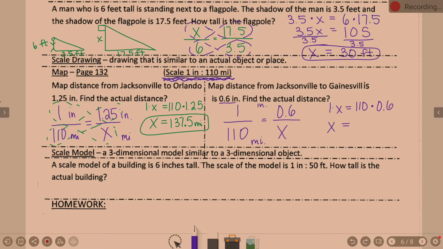110 times 0.6. Do I have to put the 0? No, I got it anyway. 66. Yep, 66. 66 what? Inches. Miles. Since it was on bottom, it's going to be miles. This bottom one is the same thing.